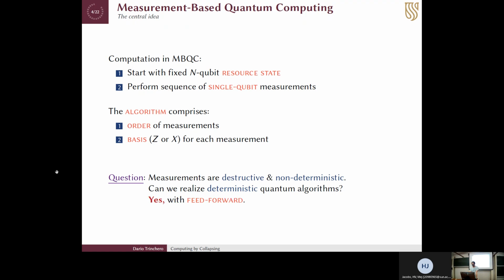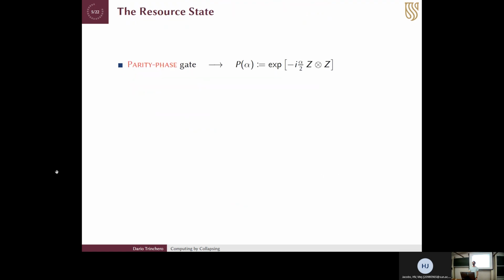And the central idea here is going to be something called feed-forward. Basically, this just means that I'm going to base my order and my basis for future measurements upon the results that I obtain from prior measurements. And I can do that in any classical way. So I can use that information, I can perform some function on that information, classical function, mind you, and that's going to dictate what I do for future measurements, right? So there's more freedom maybe than it seems at first.